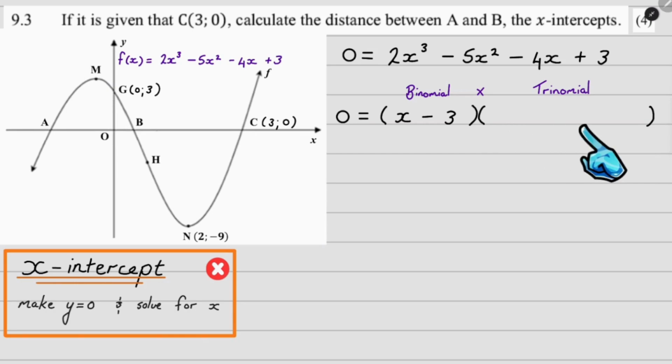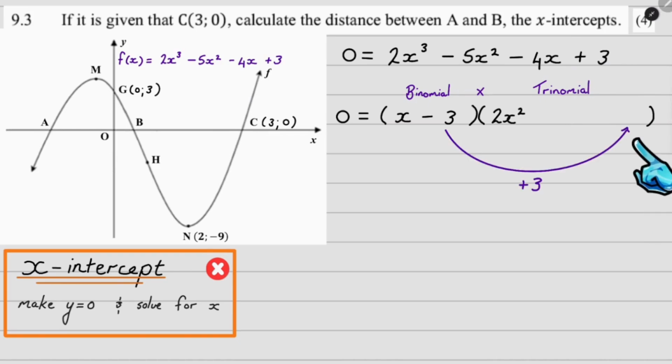Okay, now we can start working on getting our trinomial. So this one times this one has to give us 2x cubed. So this one has to be 2x squared, because 2x squared times x will give me 2x cubed. Okay, now we're going to do a similar thing for this one multiplied by the one at the end of the trinomial. So this one multiplied by this one must give me plus 3. So it stands to reason that this one has to be negative 1, because negative 1 times negative 3 will give me this plus 3 that I'm looking for.